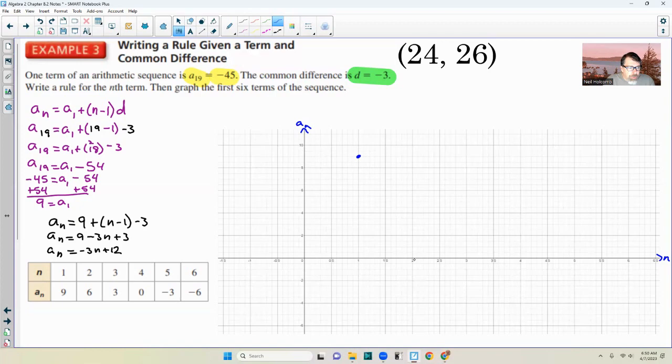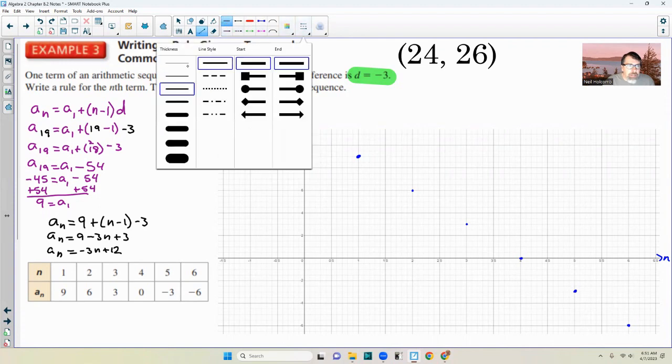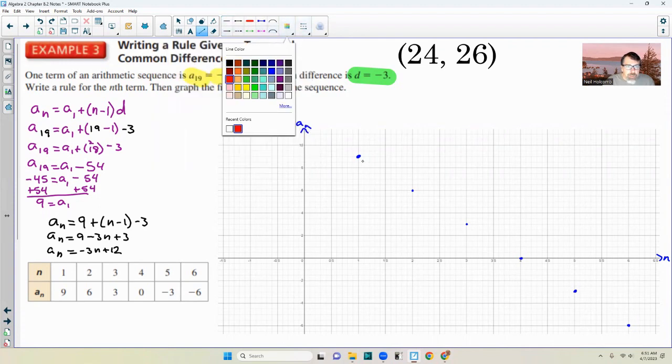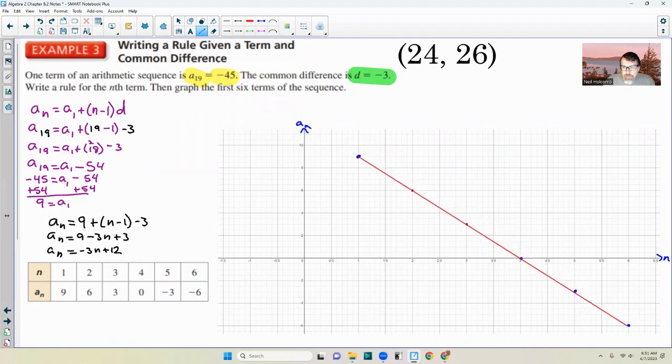Okay, so when n was 1, a sub n was 9. When n is 2, a sub n is 6. When it's 3, it's 3. When it's 4, we're at 0. 5, -3, and 6, -6. Okay, so as you can see, this is a straight line, and I'll do it in red. So if I started here, as you can see, they're all right on a straight line with a slope of -3. And if I went to the left, then my y-intercept would be 12.